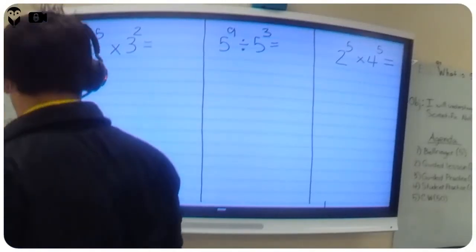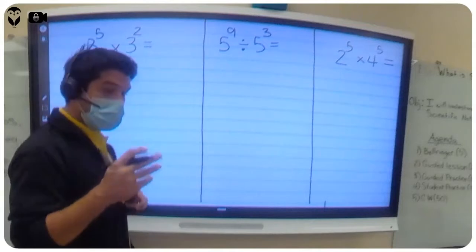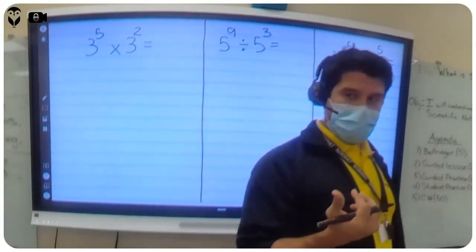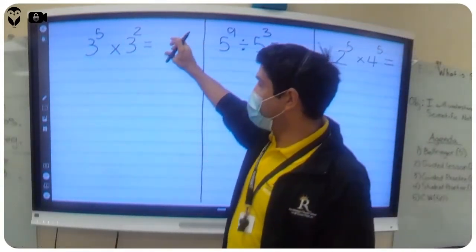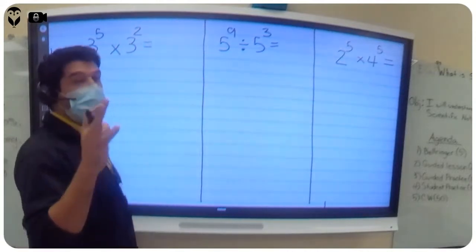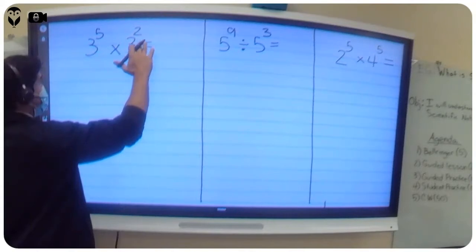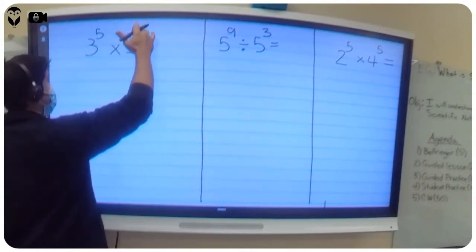All right, guys, gonna go through some concepts. Now, what we're creating here are equivalent expressions. So not the final answer, but we're creating something that is the same as this, but simpler. So we're simplifying almost. All right, so for these questions, 3 to the fifth times 3 to the second.